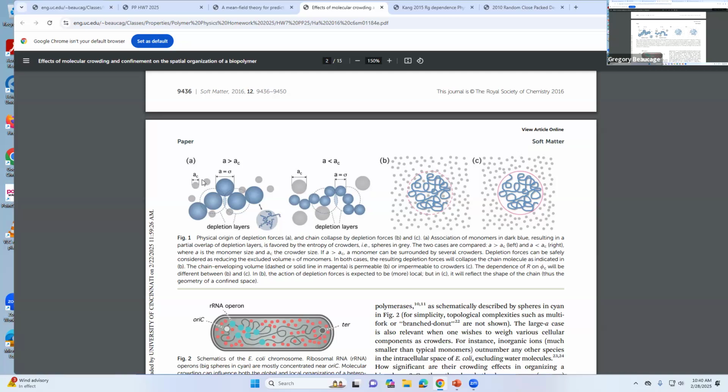A is a crowder, and A is the thing. There's a thing called a crowder, C-R-O-W-D-E-R. So they're talking about these things as crowders. Someone named them crowders. So they're kind of crowding around the molecule, I guess. And then they cause this depletion effect. When you have the depletion, there's an osmotic pressure created. That osmotic pressure pulls the blue things together, and that makes the thing collapse.